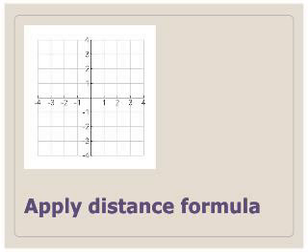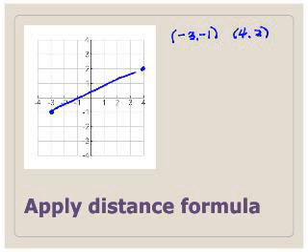Let's take the point -3, -1. And then let's take the point 4, 2. So we want to find the distance between those. All right. So remember, we're looking for this shortest path to get between those two points to get the distance. But we get that from applying the Pythagorean theorem. We want to look to see how far apart the x's are and how far apart the y values are.